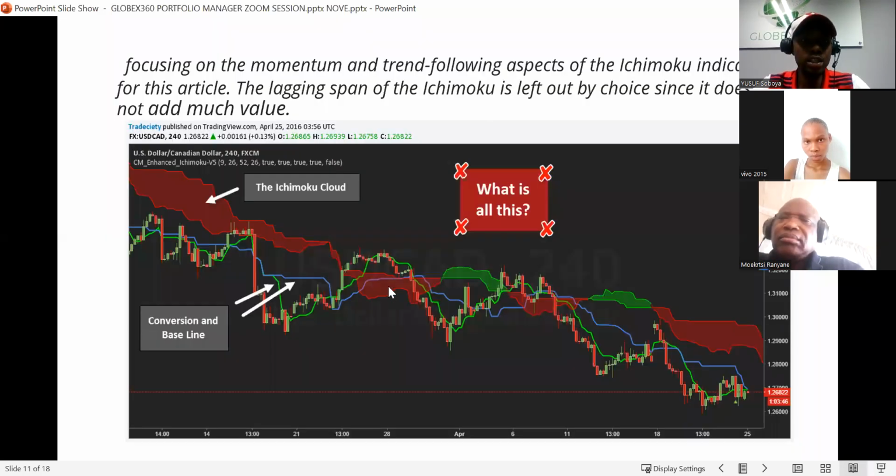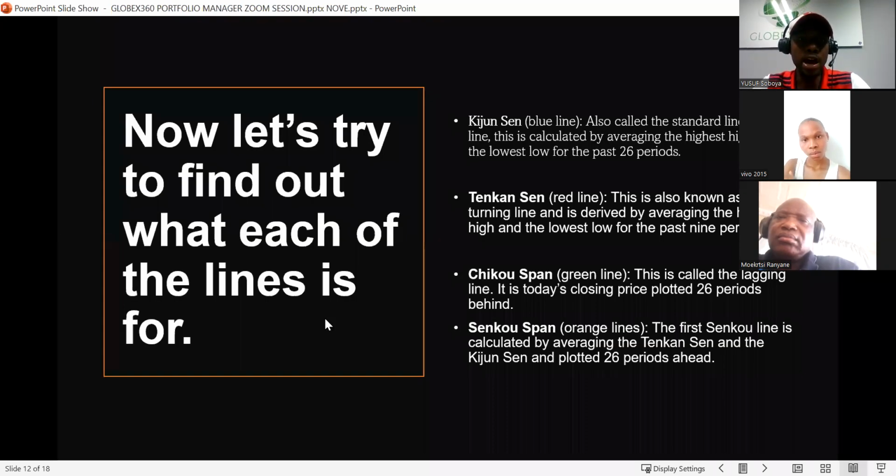All right, so this is how the Ichimoku shows. This is the cloud. And then this is the conversion base. This line, it's the conversion base. All right, now let's try to find out what each of these lines means.